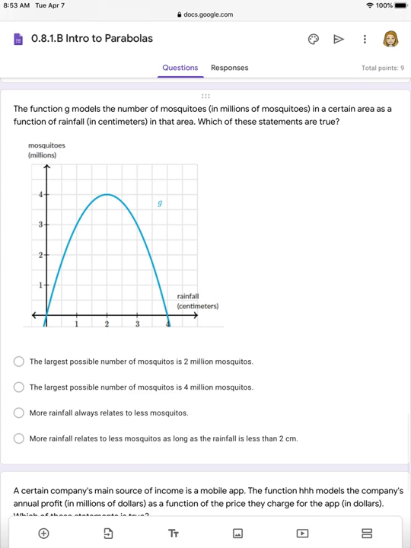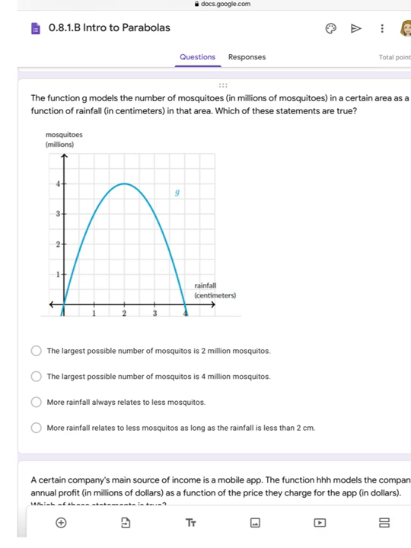All right, the next one. The function G models the number of mosquitoes in a certain area as a function of the rainfall. You'll notice here your axis of symmetry is right here at 2. So the maximum amount of mosquitoes is going to happen here. When you have 2 centimeters of rainfall, there will be 4 million mosquitoes. So that's what this point up here represents.